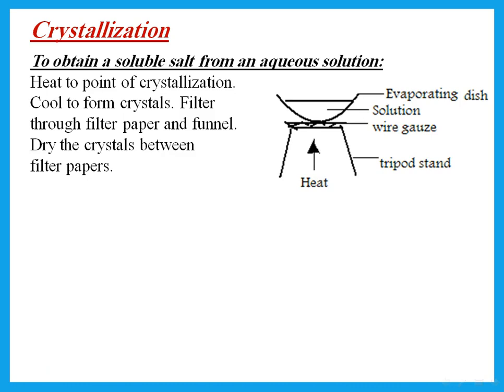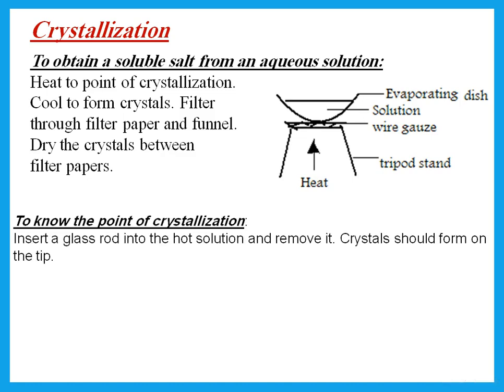Then I filter the crystals through filter paper and funnel. Then I dry the crystals between filter papers. So how do I know if I have reached the point of crystallization? Usually crystals form on the edge. Or I could tell him insert a glass rod and remove it. Crystals should form on the tip of the glass. That is how I know if I have reached point of crystallization or not.